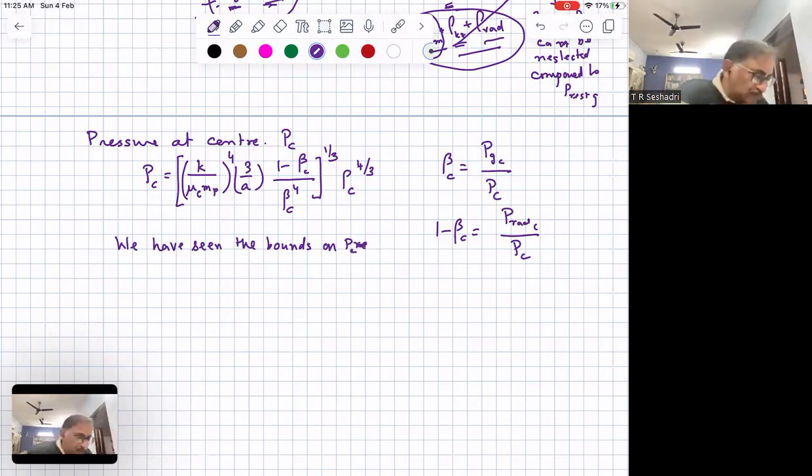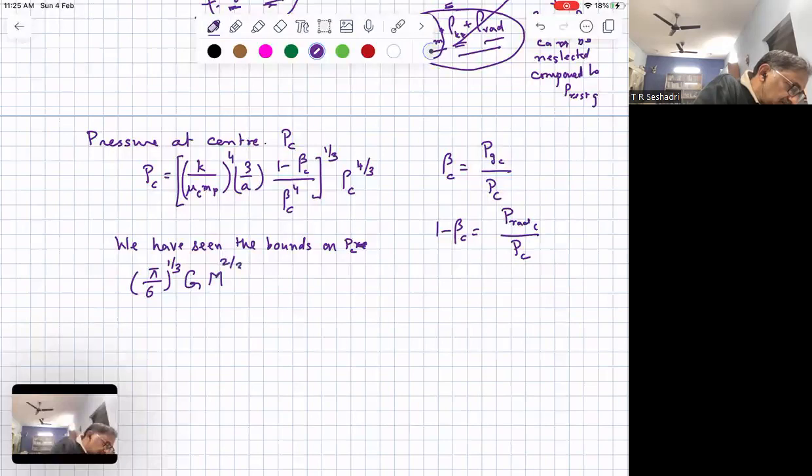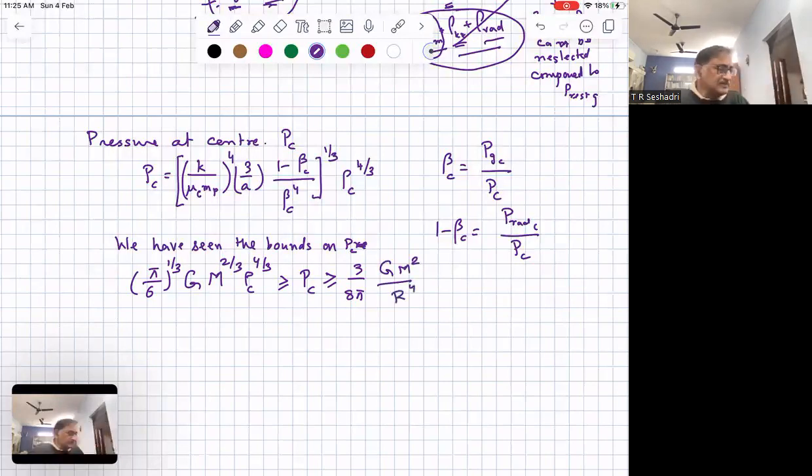And that was, I had (pi/6)^(1/3) G M^(2/3) rho_c^(4/3) greater than or equal to P_c, and then greater than or equal to 3/(8 pi) G M^2/R^4. You remember this thing?